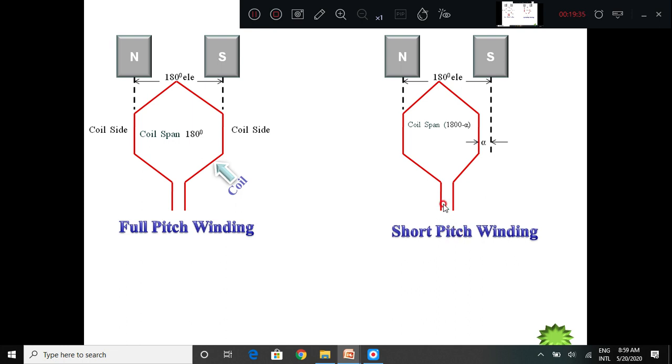In the next session, once again we will discuss full pitch winding and short pitch winding, and we will see the importance of full pitch winding and short pitch winding. At the same time, we will solve some numericals on the EMF equation.